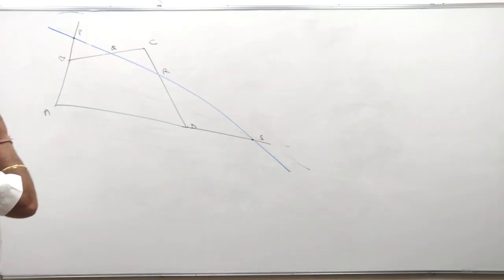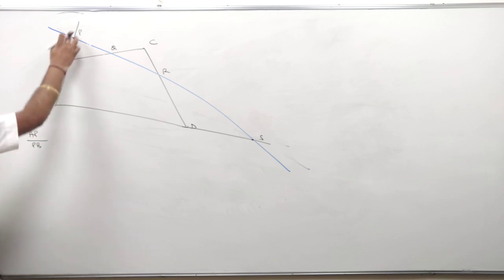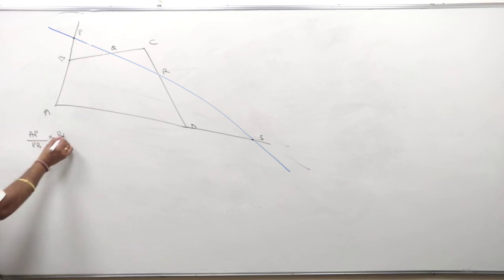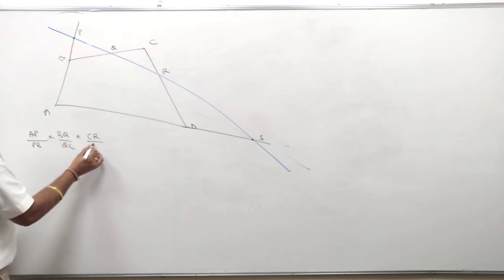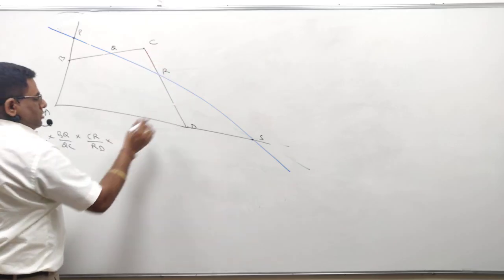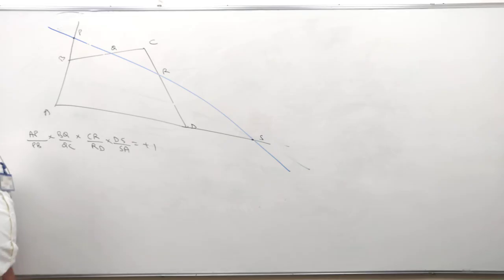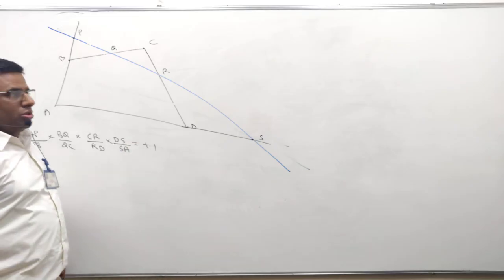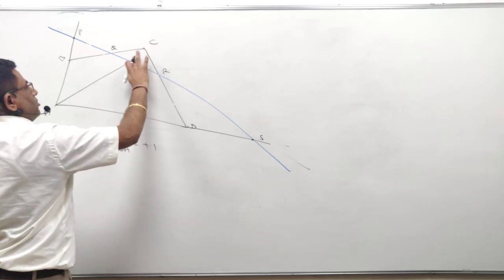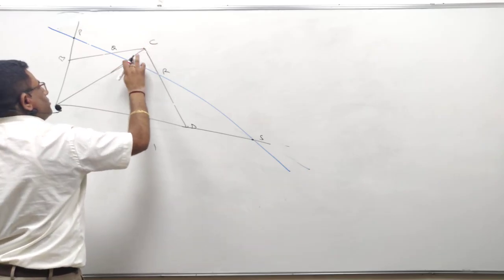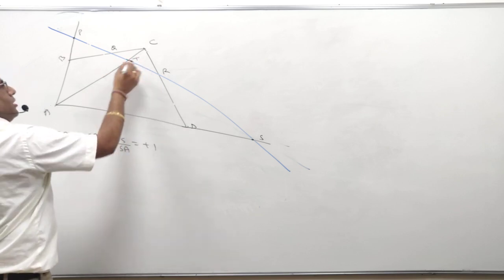Okay, for quadrilateral the theorem states that AP upon PB into BQ upon QC, and this upon this, into CR upon RD, this upon this, into DS upon SA. Now it comes out to be equal to plus 1. For the proof of this, you have just joined AC. Let it cut at a point T.